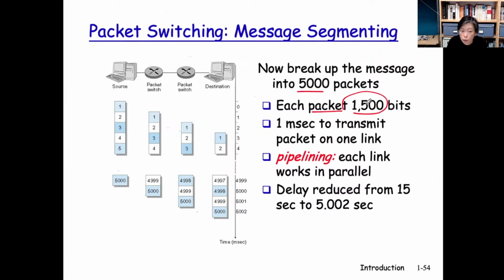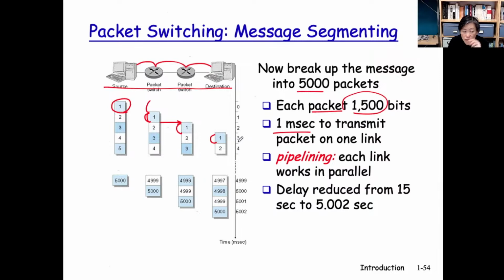Link rate is still what? 1.5 megabits. So to send a small packet like this, it takes only 1 millisecond. Now, look at this. This is the same network, 3 hops. Each packet is now very small. And to send one packet, the first router will take 1 millisecond to receive it and then send it out. So 1 millisecond, 2 milliseconds, and only 3 milliseconds until the destination receives the first packet.